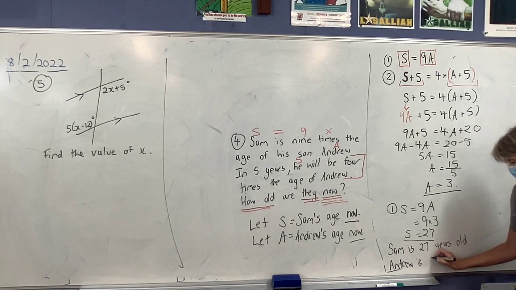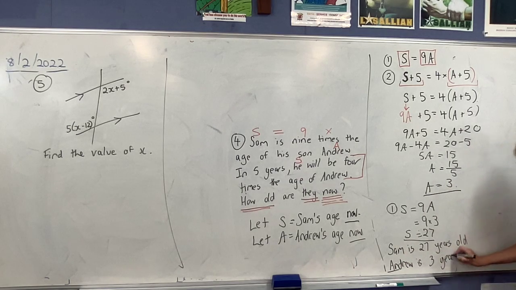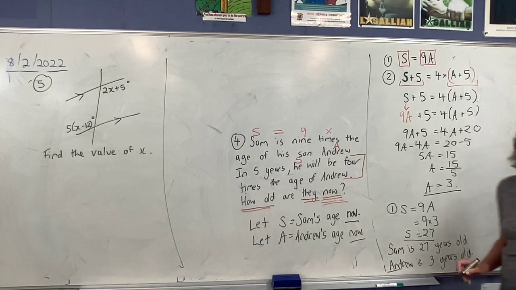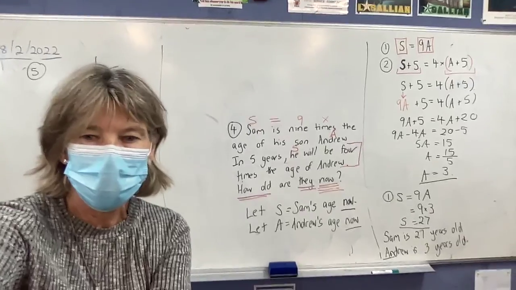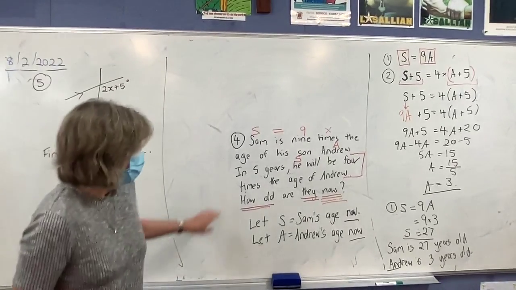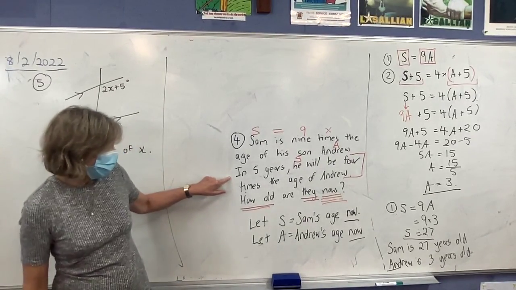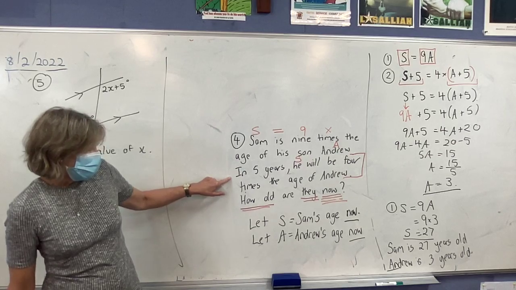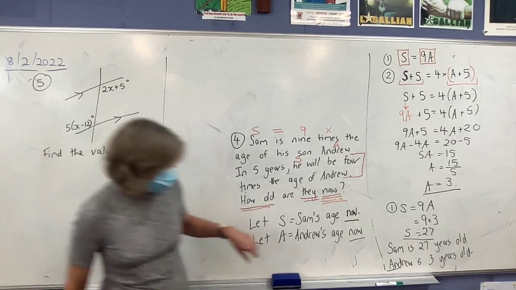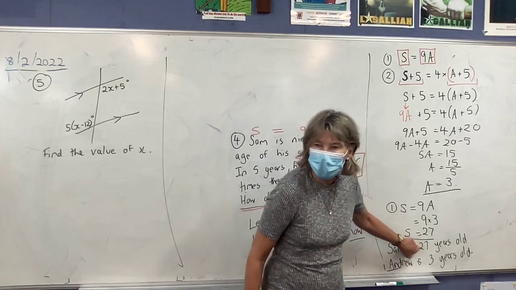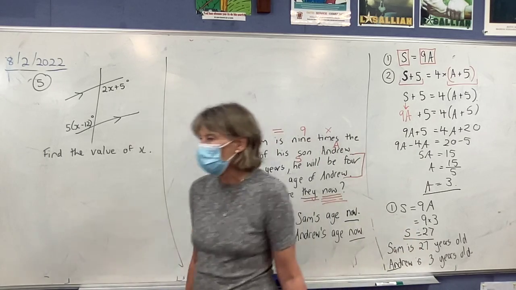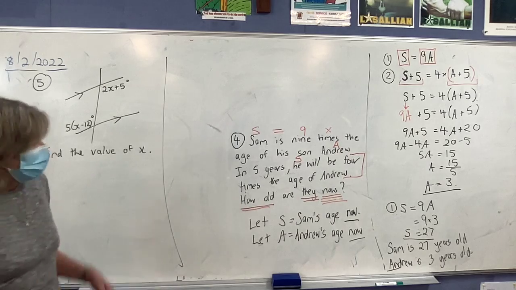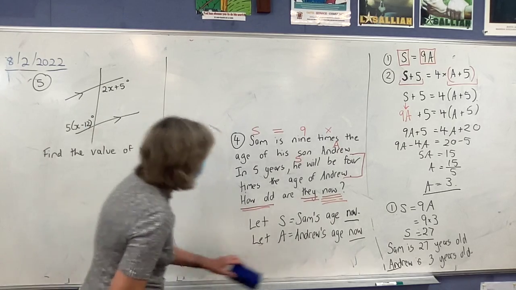Now, if you happen to have had time at the end of a test and you want to check that, you would just check that the wording makes sense. So we're saying here that in 5 years' time, Sam will be 4 times the age of Andrew. In 5 years' time he'll be 32. In 5 years' time he'll be 8. That makes sense. He is 4 times his age. So that's how you would check it if you had time at the end of the test.